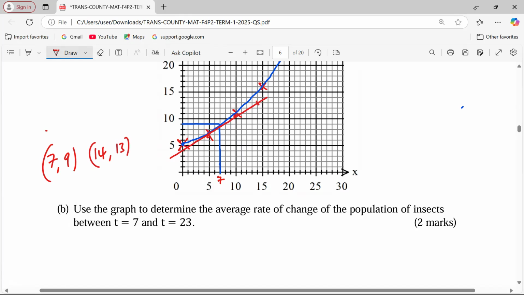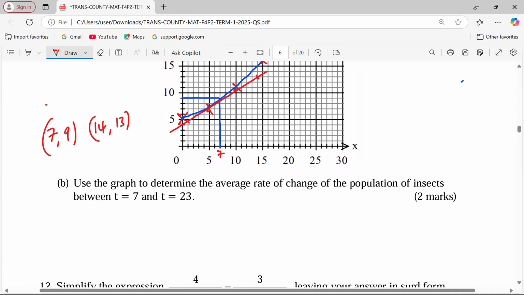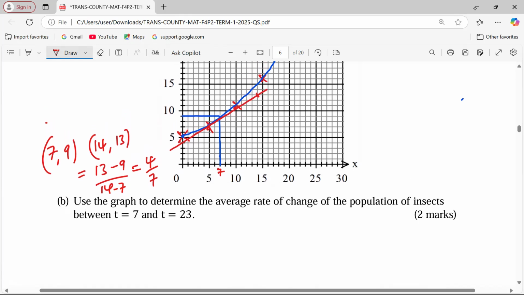So let's get the rate of change there. We take the gradient: 13 minus 9 over 14 minus 7. 13 minus 9 gives us 4, and 14 minus 7 gives us 7. That's the rate of change at t equals 7, which is 4 over 7.